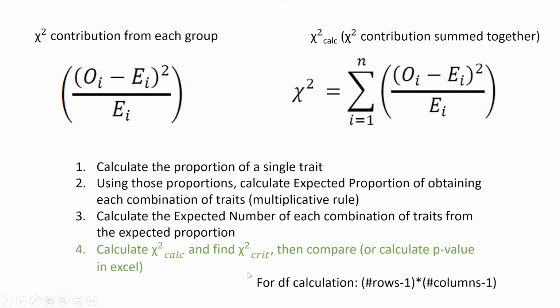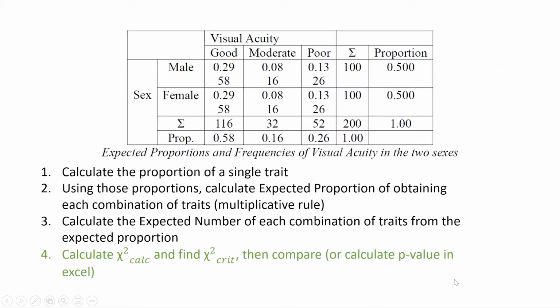And just like with independence, our degrees of freedom is our number of rows minus 1 times our number of columns minus 1. So here we've got 3 columns minus 1, and we've got 2 rows minus 1. So our degrees of freedom is equal to 2 times 1.